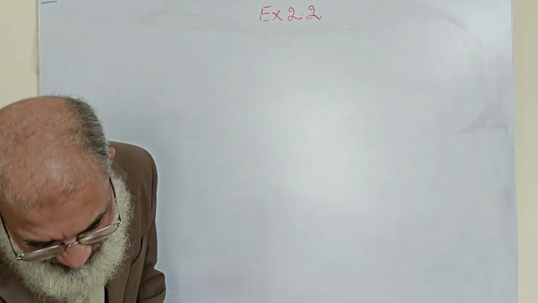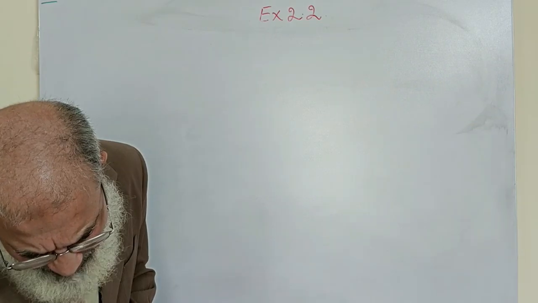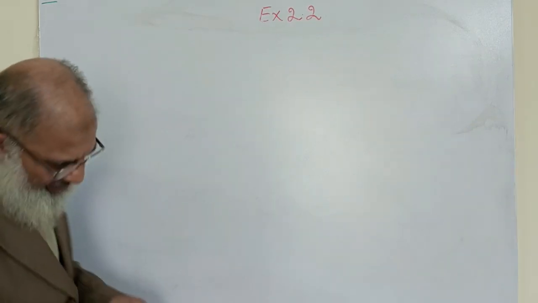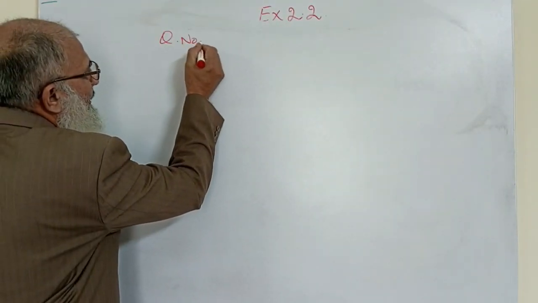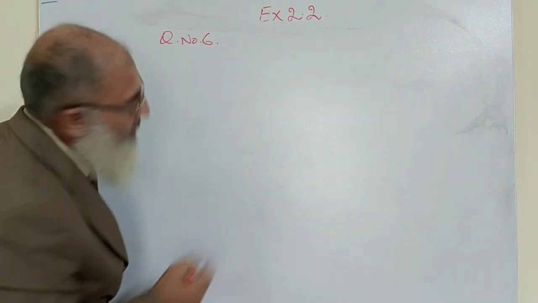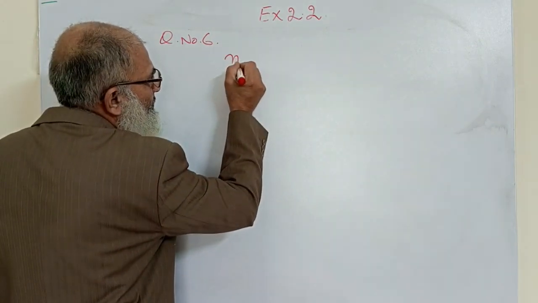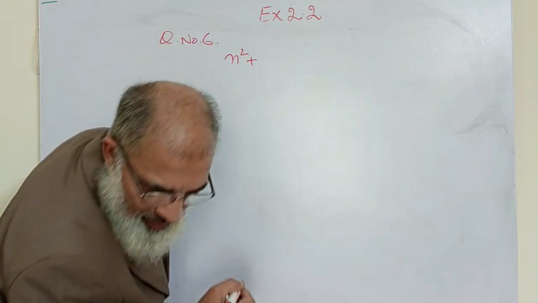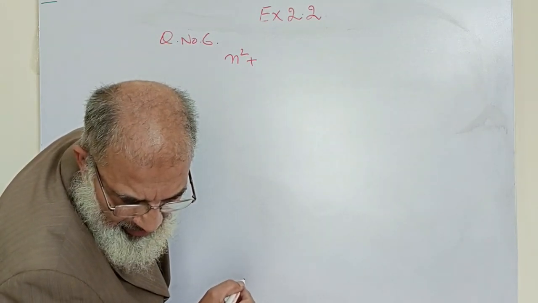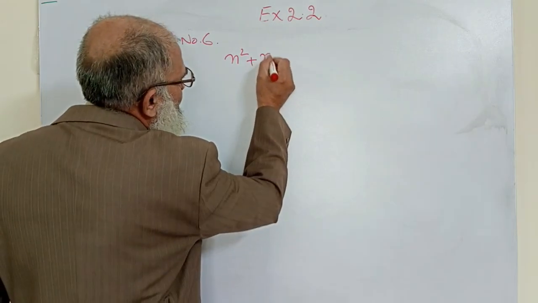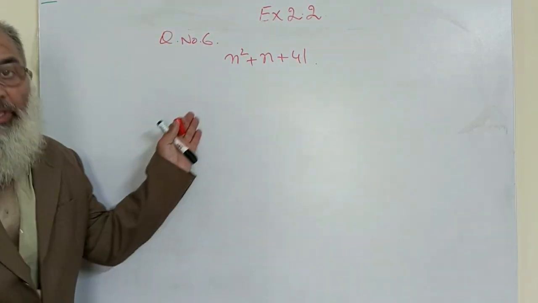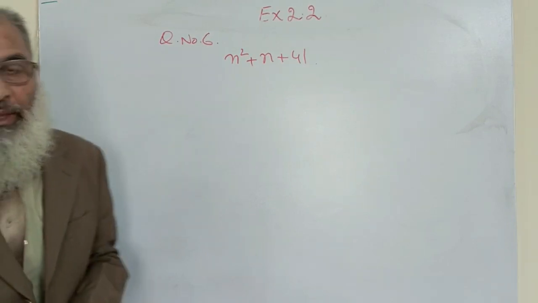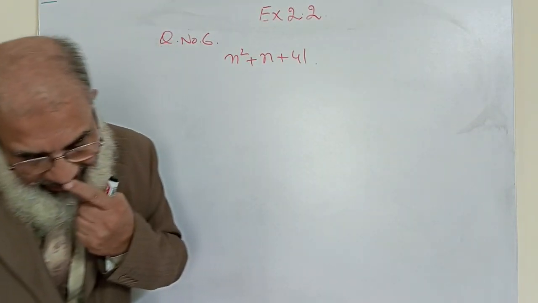Question number 6, find the value of expression n square plus n plus 41 when. Now the question is, question number 6, and one expression is given, and that is n square plus n plus 41. Now this is a quadratic equation. I'll tell you what is a quadratic equation in a later stage.